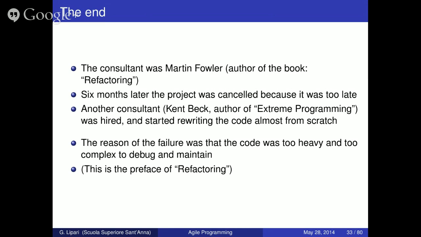Okay? So the code was too heavy, was complex, with a lot of indirection, a lot of function calls back and forth between files. So it was complex to follow the thread of execution of the program. So it was complex to debug, it was complex to maintain, and of course it was very difficult to add new features. And this was one of the reasons why they could not progress, and 6 months later the project was cancelled. So in that specific case, probably spending some time cleaning the code and improving the quality of the code would have helped maybe doing the project on time.